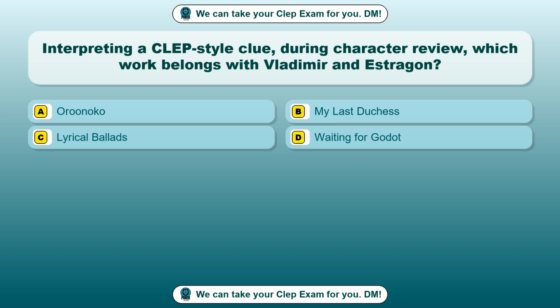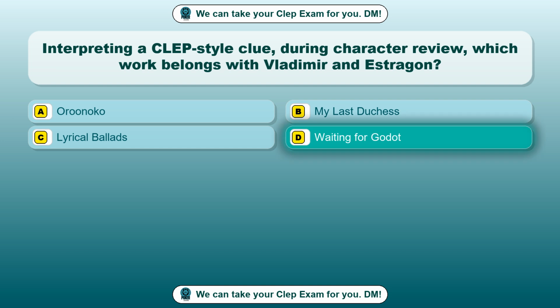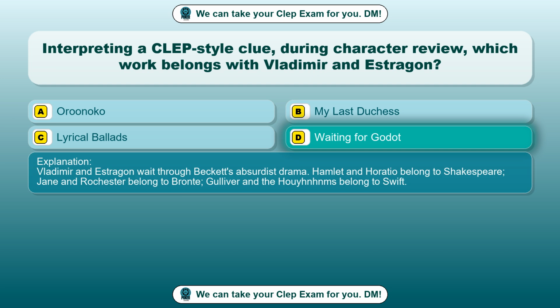Question 83. Interpreting a CLEP-style clue during character review, which work belongs with Vladimir and Estragon? Option A, Orinoco. Option B, My Last Duchess. Option C, Lyrical Ballads. Option D, Waiting for Godot. The correct answer is option D, Waiting for Godot. Vladimir and Estragon wait through Beckett's absurdist drama. Hamlet and Horatio belong to Shakespeare, Jane and Rochester belong to Bronte, Gulliver and the Houyhnhnms belong to Swift.